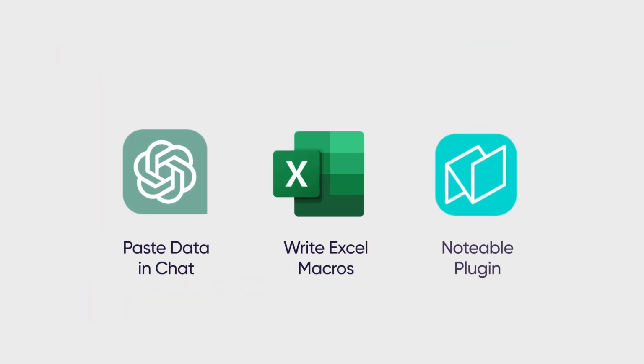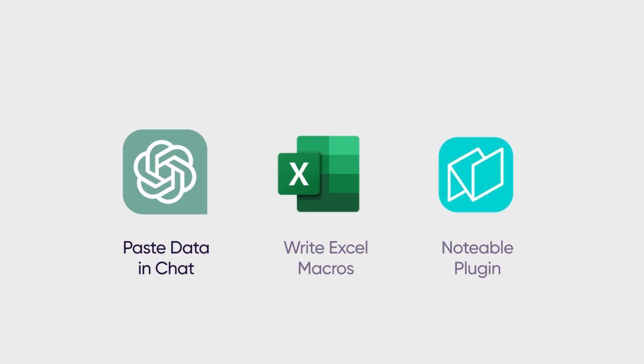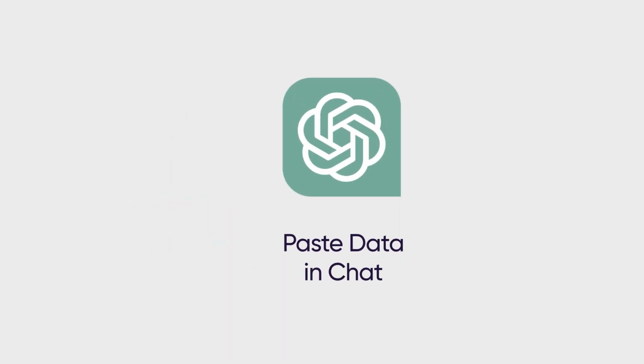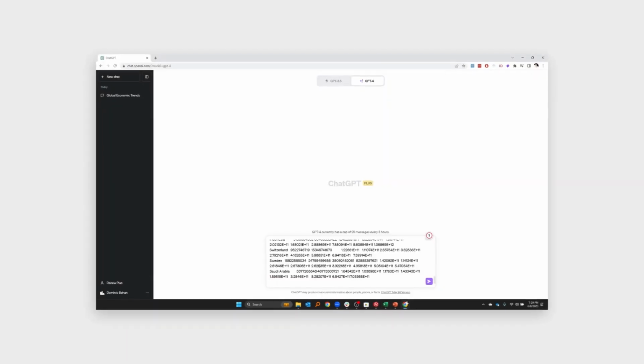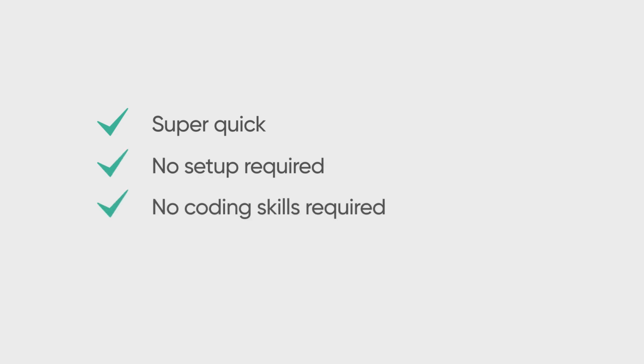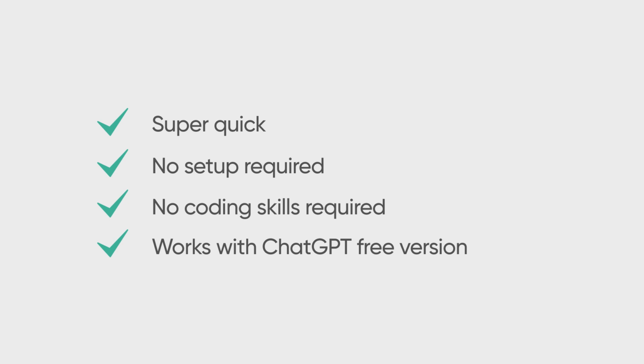Today we're going to start with the first and simplest method of analyzing data, which is just pasting the data straight into the ChatGPT window itself, and then we get ChatGPT to return some analysis. This is super quick, there's nothing to set up, you don't need any coding skills, and you can use a free ChatGPT account. So, what sort of situations is this useful for?